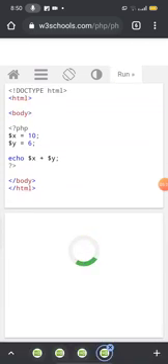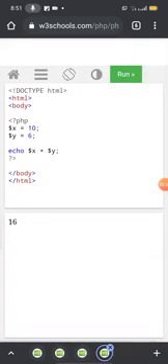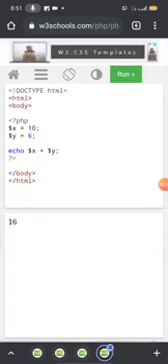Let us run the practical. Okay, wait, some error is there. Okay, $x value is 10, $y value is 6. So $x plus $y, that is 10 plus 6, is 16. You get the answer over here.